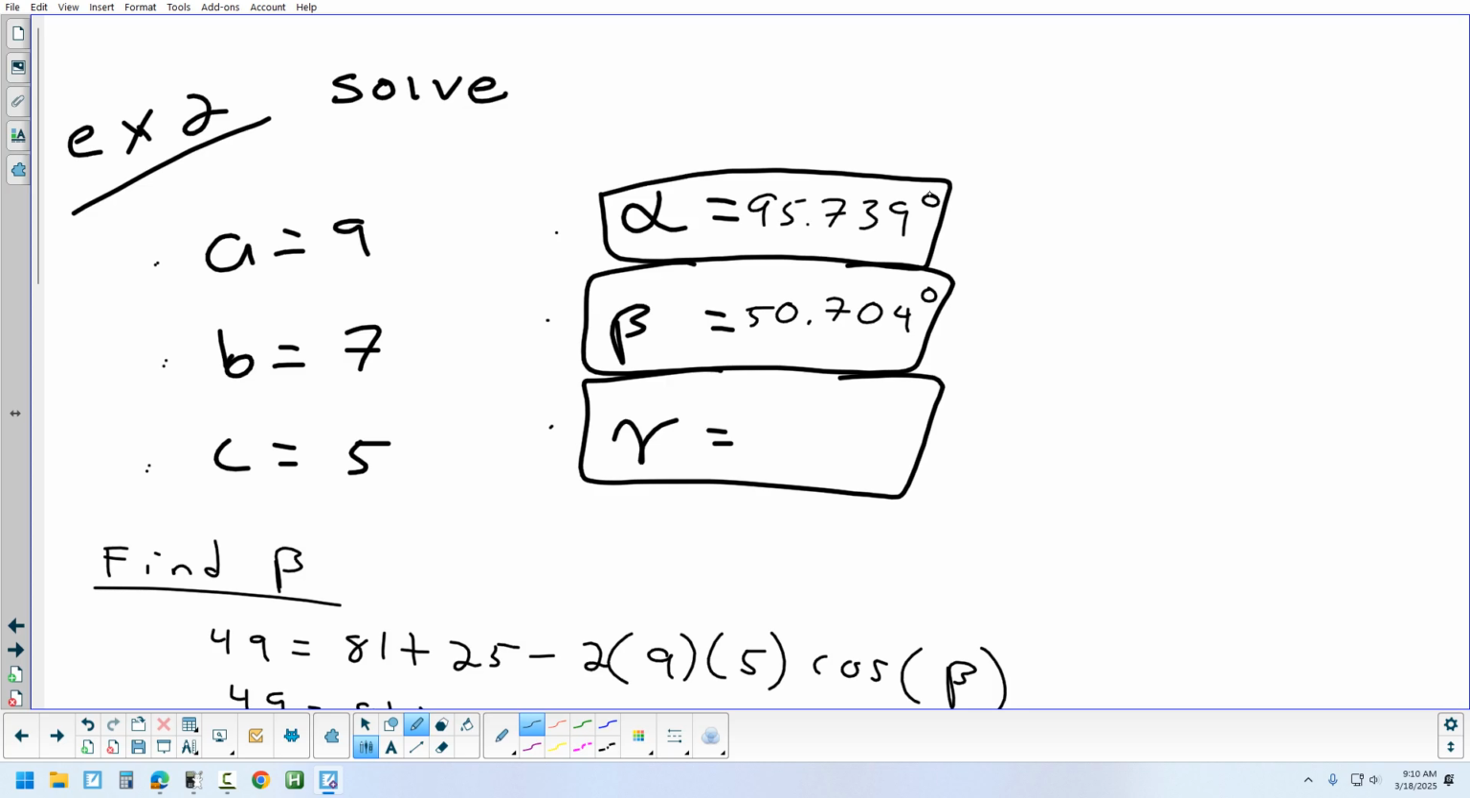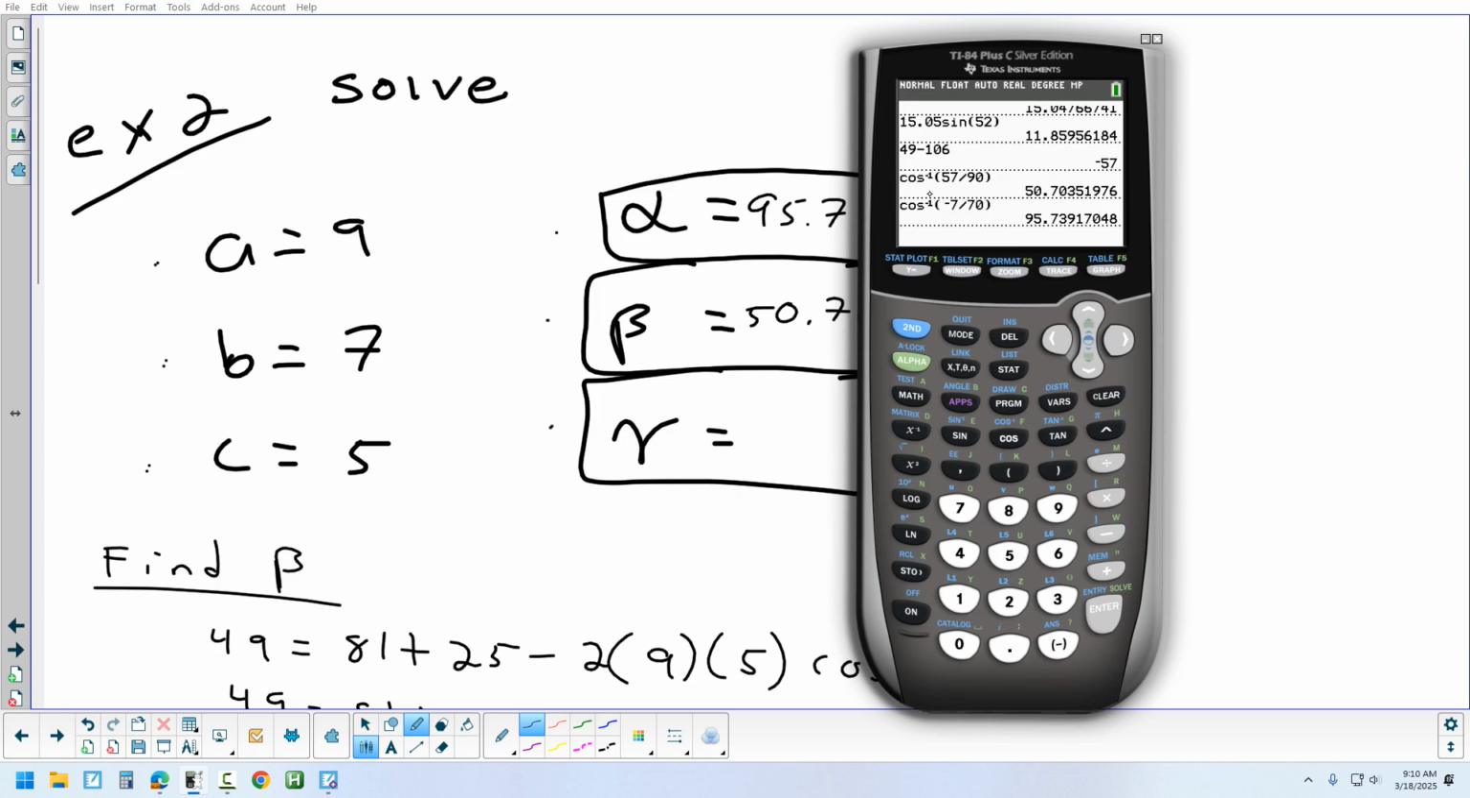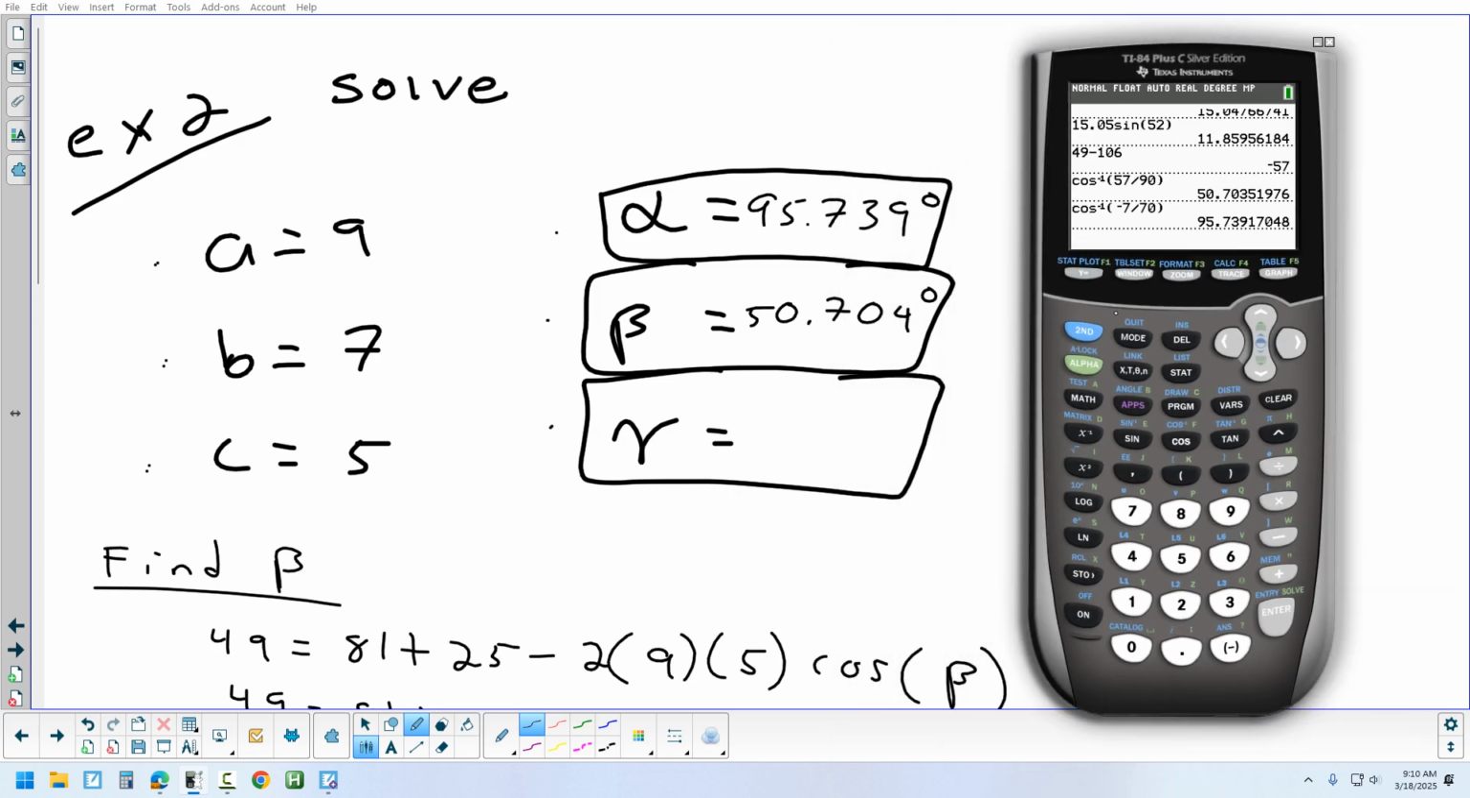Now, if you don't want to rely on those two answers because you're not sure if you did something right, you could do law of cosines one more time for gamma. But for us, I'm going to add those two together and subtract from 180. So I'll do 180 minus the 95, because that one's still on the screen. But then the 50 isn't, so I need to type that in. Okay, that gives me 33.557.